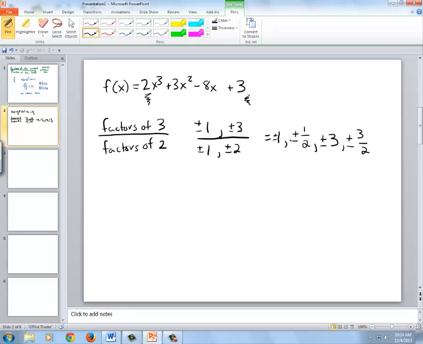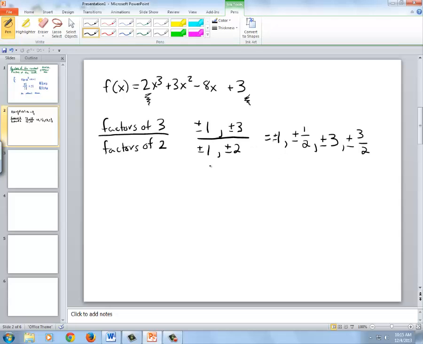Now, we need to figure out which ones actually work, and it takes a long time to check every single one of those. You plug them in, figure it out, plug them in, figure it out, plug them in, figure it out. It just takes too much time. But once we find one of them, then we can rewrite our equation with that particular value taken out.